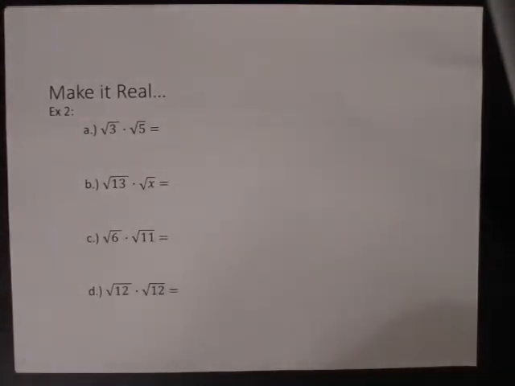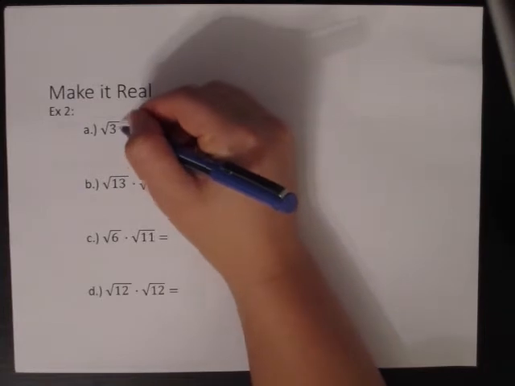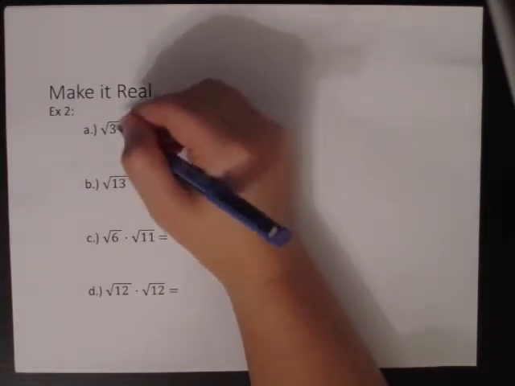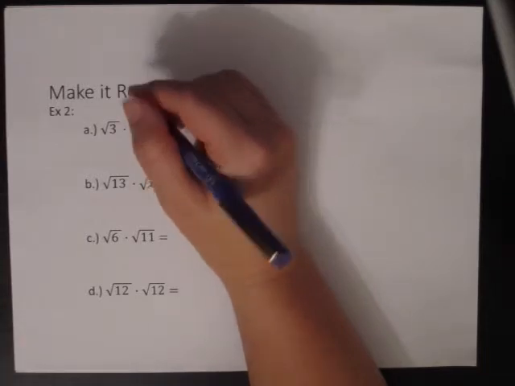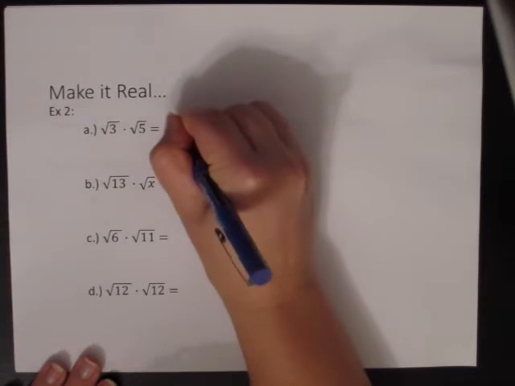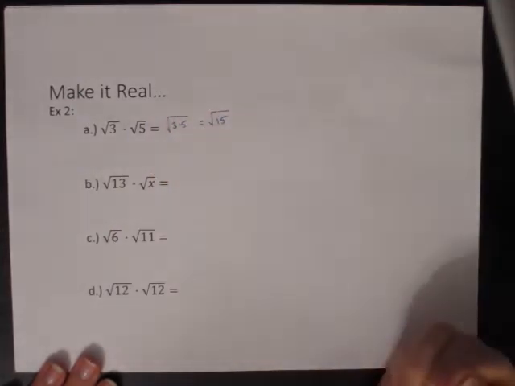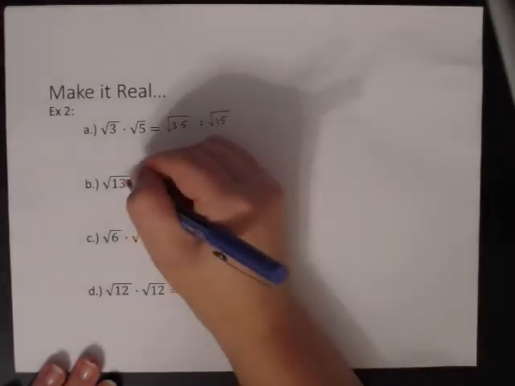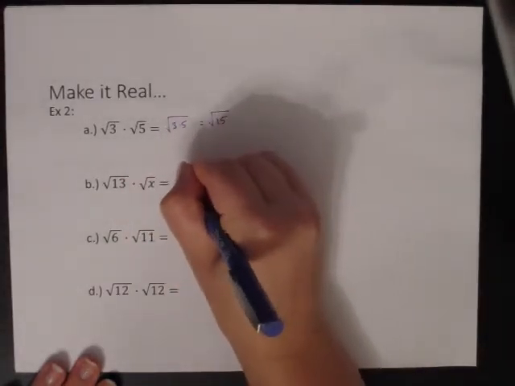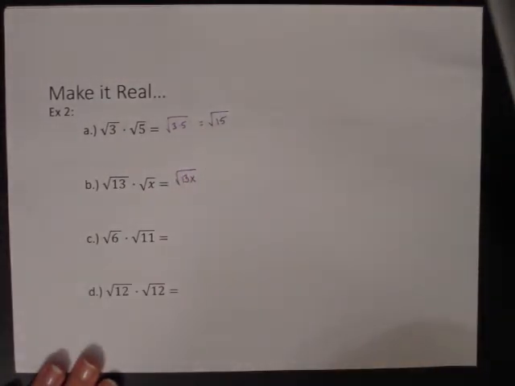Alright, so let's make this real. If I have the square root of 3 times the square root of 5, well, 3 is a prime number, so we can't take the square root of it. Same thing for 5. So all we can do is combine the two. So we go 3 times 5, which is square root of 15. Okay? Now if I have the square root of 13 times the square root of x, same thing, I can't do anything with it, so I'm just going to go 13 times x, the square root of 13x.